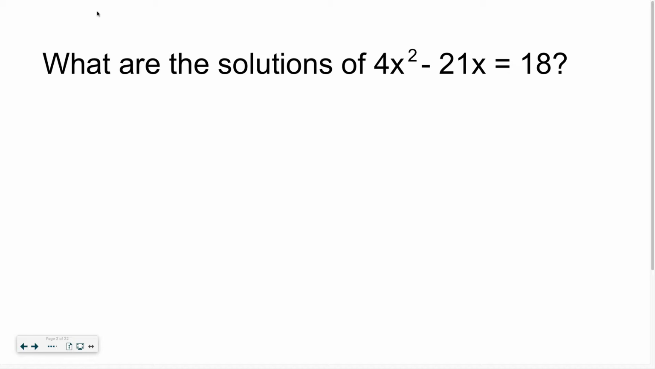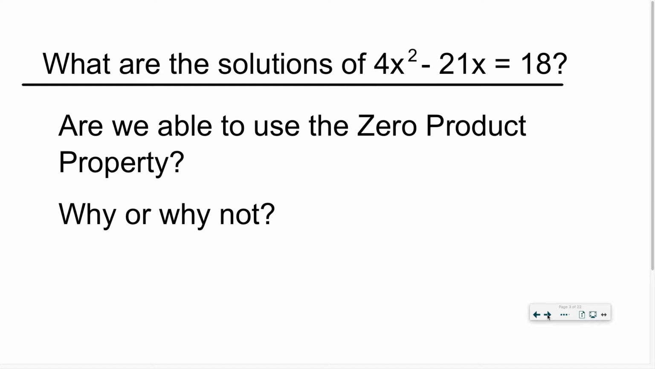30th. Okay, so if we wanted to solve this quadratic, we have 4x squared minus 21x equals 18. Can we use the zero product property? No. Why? Right, the problem right now is that our quadratic is not actually equal to 0. I can't factor this out and say that something times something else equals 0, because it doesn't. Here it equals 18, and that's a problem.